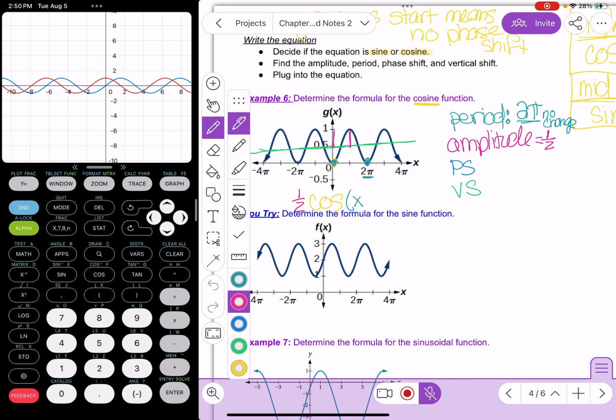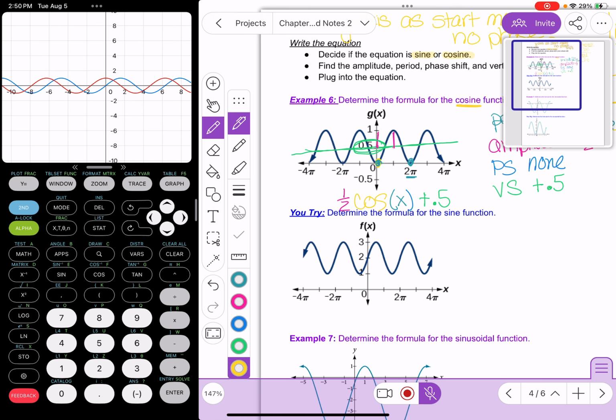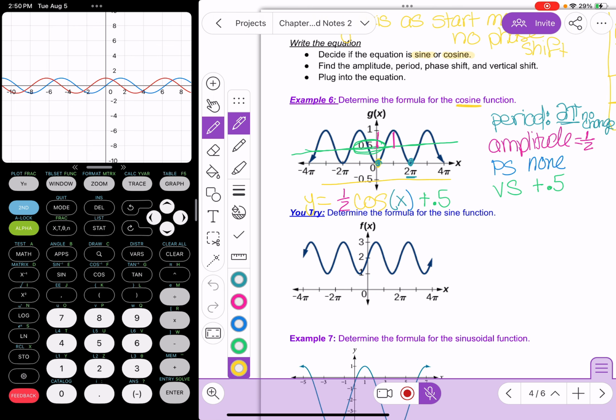So we stick that in front. Our phase shift, because we started at the origin, is none. So we can just close the parentheses. And then our midline went through 0.5, so positive 0.5. So at the end, we write positive 0.5. That's our equation.